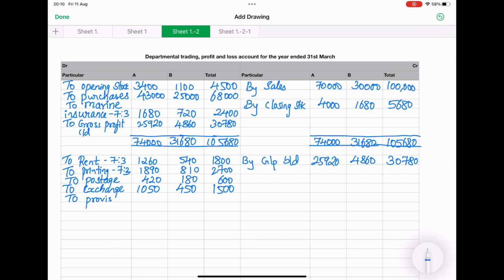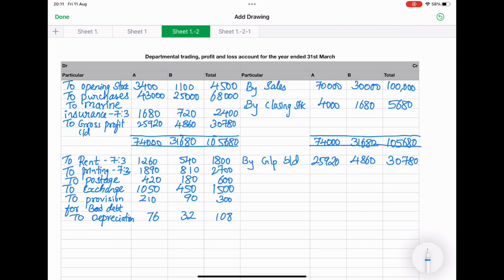Provision or depreciation, anything you can write. Provision for bad debts 300. 300 into 7 by 10, 210, and 90. Next, to depreciation. Already I have calculated in the question. So total depreciation value is 108, and 108 into 7 by 10, 76, and 32 for B.